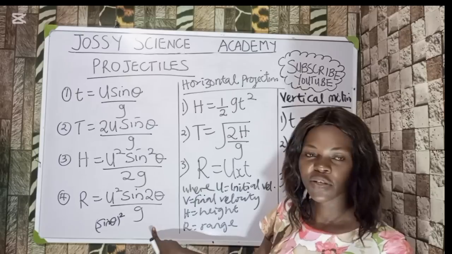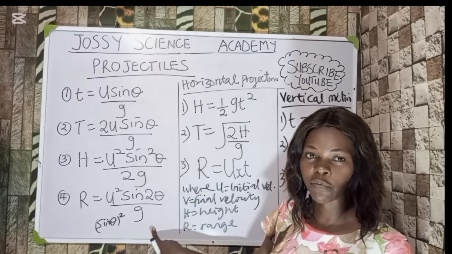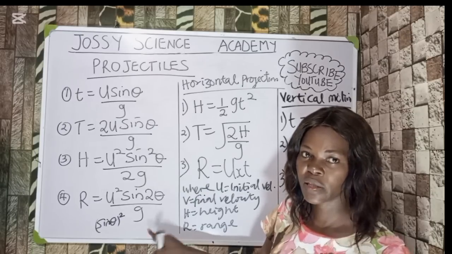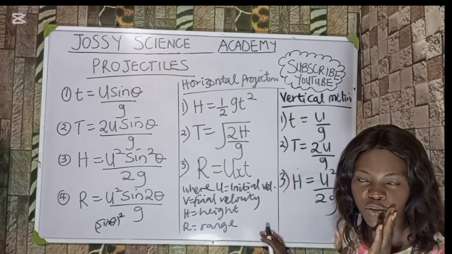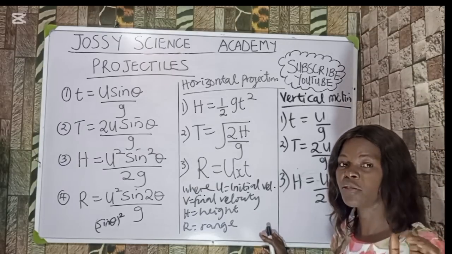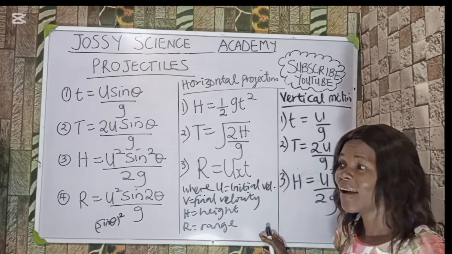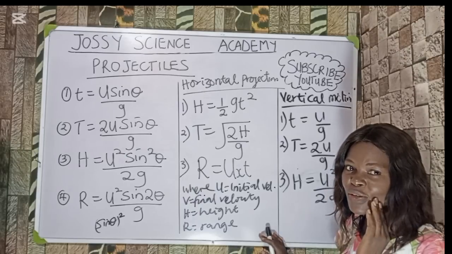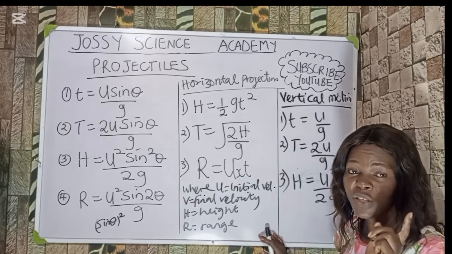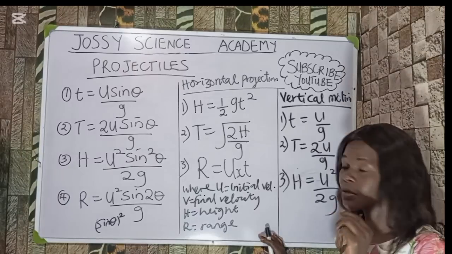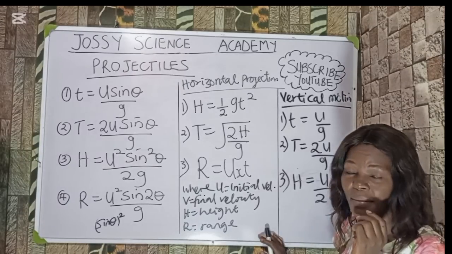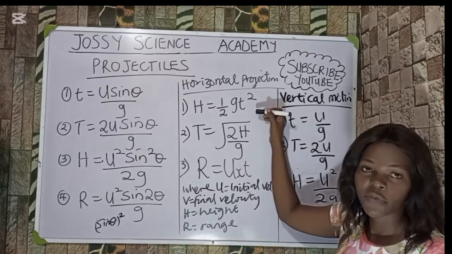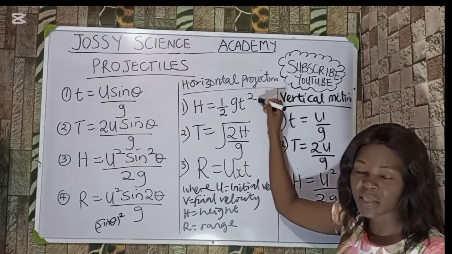Is that clear? Range is said to be maximum if the angle of projection is 45 degrees. Please take note of that. This cannot be left out. Horizontal motion. In some questions in projectile, you might not even be seeing an angle. You'll be like, how can we solve this? So this is how you're going to solve it. When an object is projected horizontally, there are some things you must note. You must note the height, you must note the time, and the range. The formula for h is equal to half g t squared.